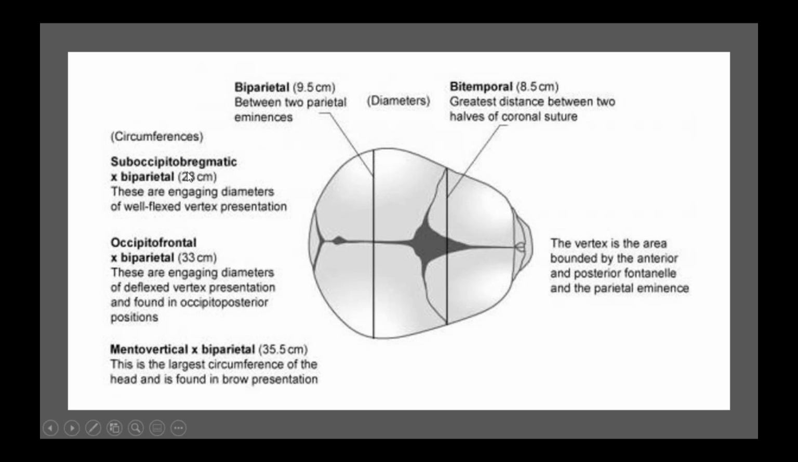When it comes to the suboccipitobregmatic and the biparietal, it becomes a 28 centimeter circumference. So these are the engaging diameters for a well-flexed vertex presentation. This is the shortest circumference over here. The suboccipitofrontal, in a slightly deflexed head, is 33 centimeters in circumference. The highest one is the mentovertical, that is 35.5 centimeters. This is the largest circumference of the head and is found in the brow presentation.